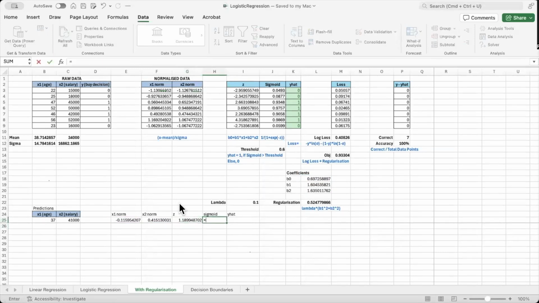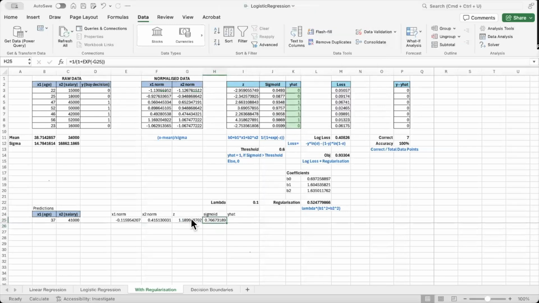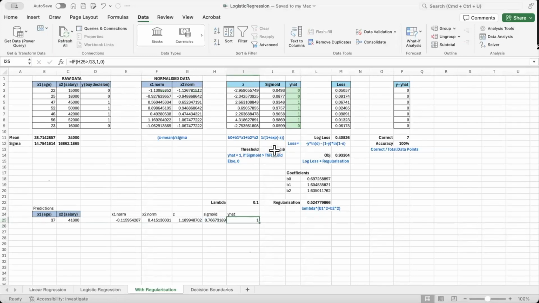Next I can find sigma. Sigma is equal to 1 divided by 1 plus exponent of minus z. So I found this, and then I can find y hat, which is 1 if sigmoid is greater than threshold, else 0. So this says that if this is the case where the age is 37 and the salary is 41,000, this person will buy the product. So you can make predictions like this.